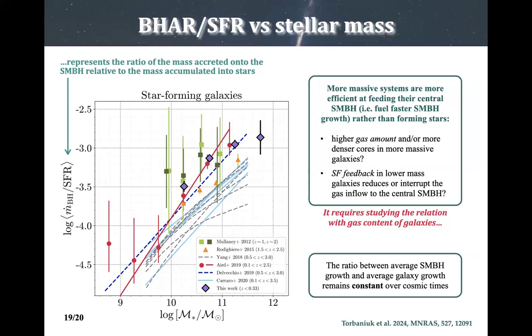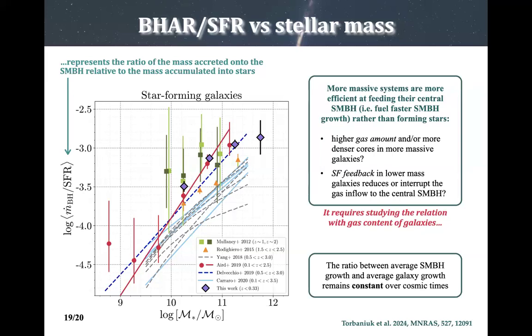It can be due to different reasons. We don't know why. It can be due to a different amount of gas in the high mass galaxies, or maybe due to the fact that more massive galaxies have a denser core inside, or it can also be due to the fact that lower mass galaxies usually have star formation feedback or supernova explosions, which can reduce the amount of gas available for accretion onto the black hole.